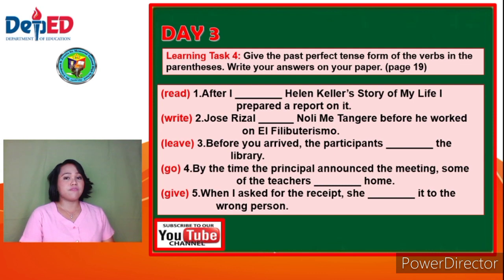Number 3. Before you arrive, the participants blank the library. We have the word leave. 4. By the time the principal announced the meeting, some of the teachers blank home. We have the word go. 5. When I asked for the receipt, she blank it to the wrong person. We have the word give.